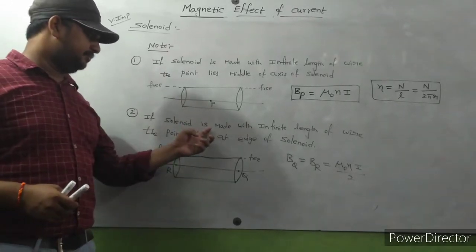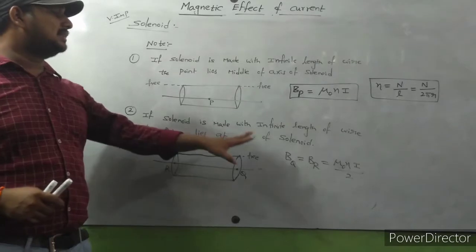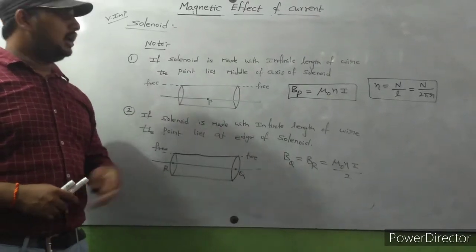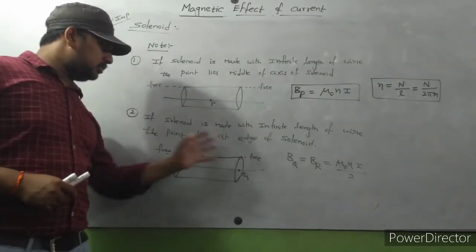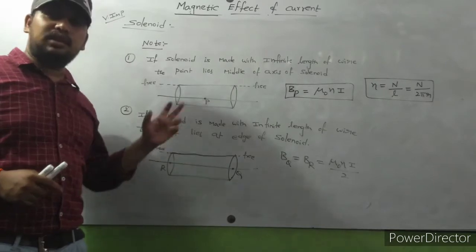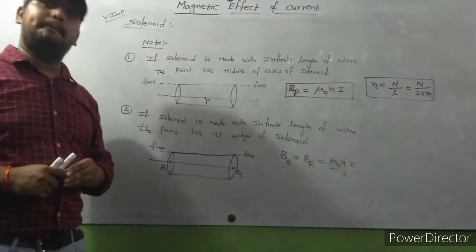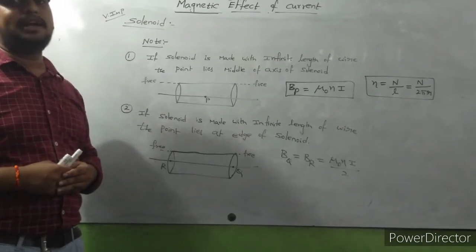If the solenoid is made with infinite length of wire and the point lies at the edge of the solenoid, then we consider mu naught n i by 2. If the point lies at the middle, it is mu naught n i. Here also the solenoid is made with infinite length of wire, but the point lies at the edge, so we consider mu naught n i by 2.